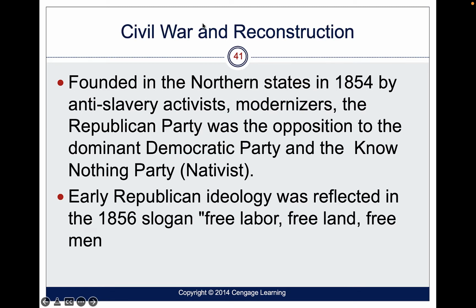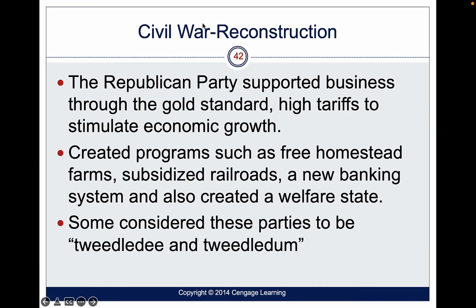So obviously we had the Civil War and Reconstruction. There were some nativist parties here, or the Know-Nothing Party, right? So we had the Republican Party, the Democratic Party, and the Know-Nothing Party. The Know-Nothing Party was very much a nativist party, and we'll talk a little bit about that in a bit. But the Republican Party at the time supported business through the gold standard. If you don't understand what the gold standard is, do a quick Google search. It's pretty easy to understand.